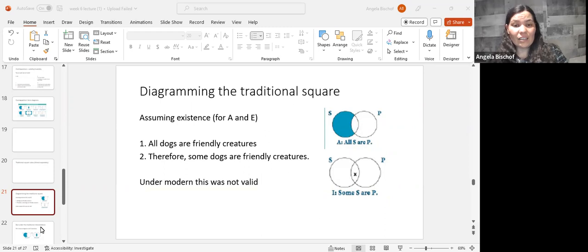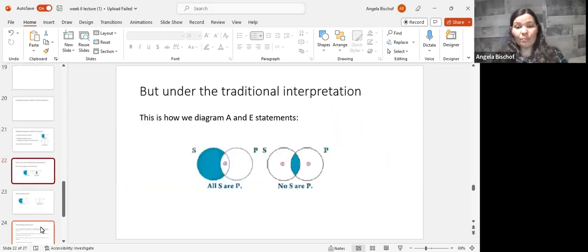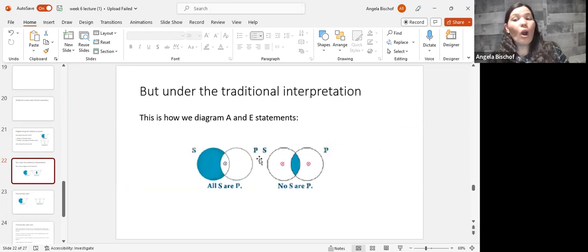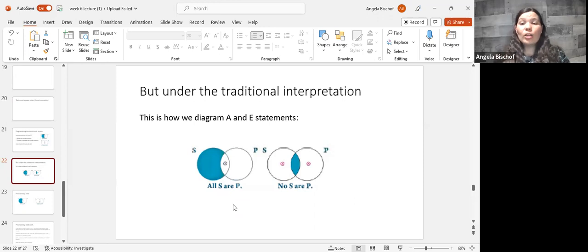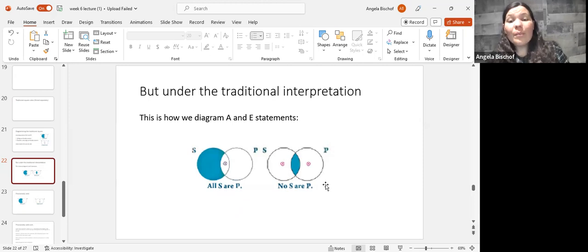Traditional interpretation fixes it. We can say that this argument is now valid because we change how we diagram A and E statements. So normally with an A statement, we shade in that left-hand side, but we don't draw any X anywhere because we're not assuming existence. Now we shade in that left-hand side and we draw an X with a circle around it in the middle to represent some assumed existence. So when you have the statement all dogs are friendly creatures, we're going to shade it because we're still saying that there's nothing that exists that's a dog but not a friendly creature. And then we're going to draw this X with a circle to represent the existence of at least one dog who's also friendly.